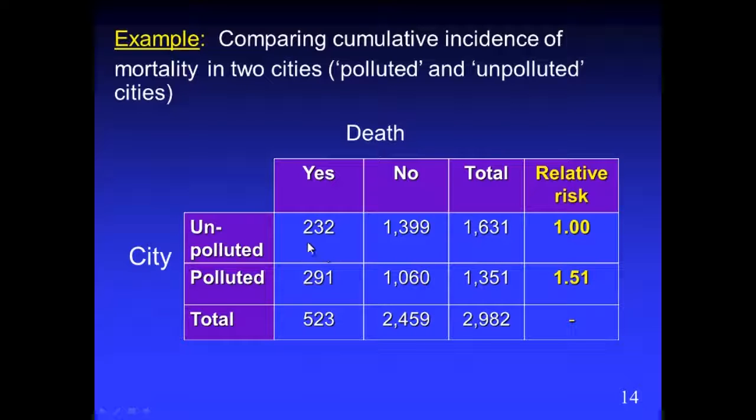The relative risk in the reference group, in this case the unpolluted city, is by convention 1, and that's because we're basically dividing the cumulative incidence in the unpolluted city by itself, so naturally we get 1. But if we divide the cumulative incidence in the polluted city by the cumulative incidence in the unpolluted city, we get 1.51, as we just showed, so we can set it out in this way.